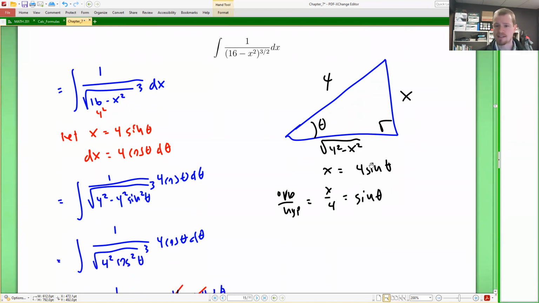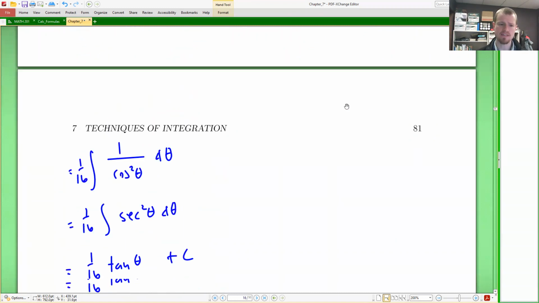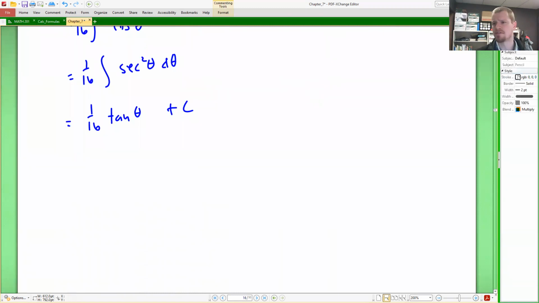So that's fantastic. That allows us to evaluate tangent as opposite over adjacent, giving us the value of 1/16 opposite over adjacent plus c. And that is our integral. So that example was relatively quick and straightforward, I think. So that should work out pretty nicely for us.